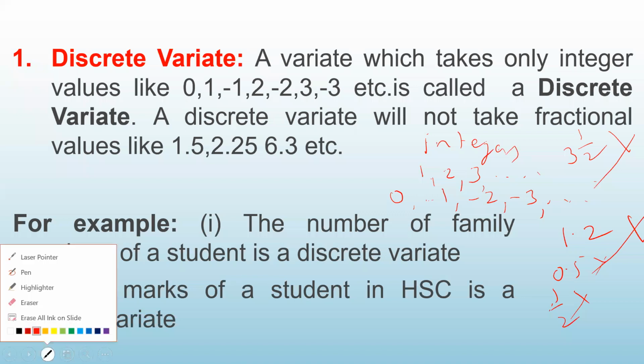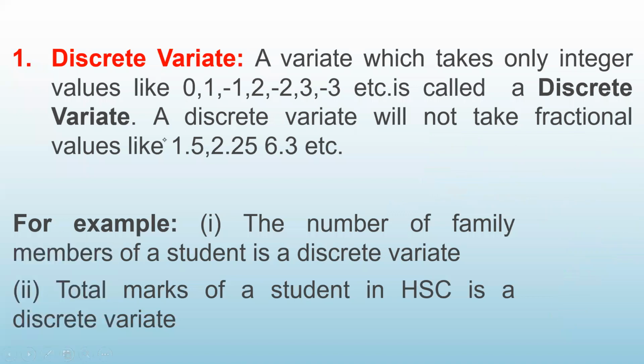Correct? Examples of discrete variate. The number of family members of a student is a discrete variate. If I ask you how many members are there in your family, you will give me an answer. If you have 4 members, you will say 4 or 5 or 6. You will not say in your family there are 3.2 people. Will you say like that? No, it will not make any sense. So number of family members will be a whole number. It's a discrete value.